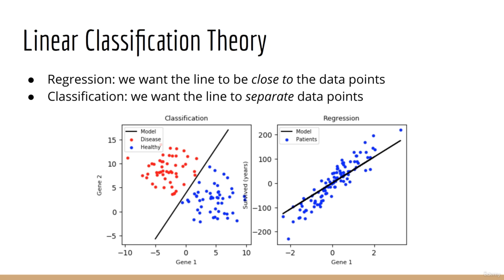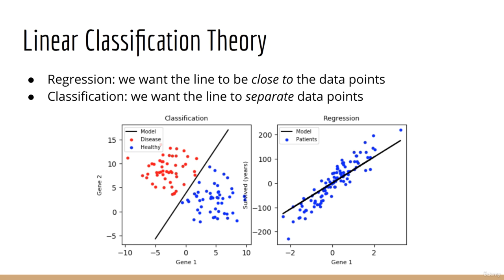In other words, if one class consists of the red dots and one class consists of the blue dots, then we want all the red dots to be on one side of the line, and we want all the blue dots to be on the other side of the line. In this way, we can say that the line discriminates between the two classes. As you can see, this is not related at all to having the line be close to the data points.